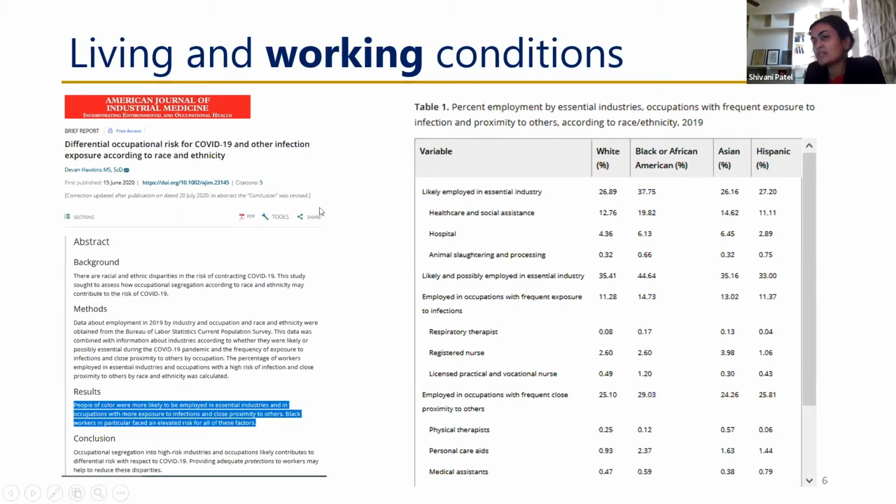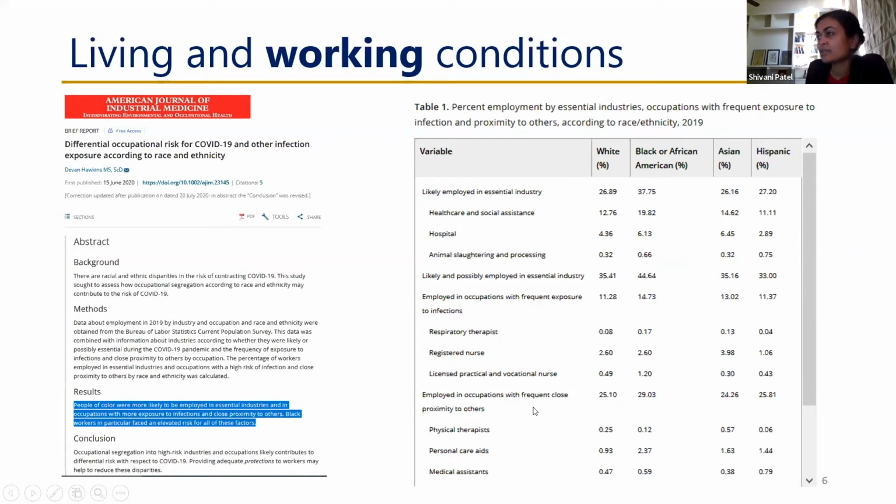These are all estimates, based on labor statistics broken down by race from 2019. So we have to go by older data, right? Because we're not collecting a lot of these data right now because of the pandemic. So if we take people who are likely employed in an essential industry, it's 27% of whites who would fall into that category, 37 or 38% of Blacks or African Americans, 26% of Asians, and 27% of Hispanics.